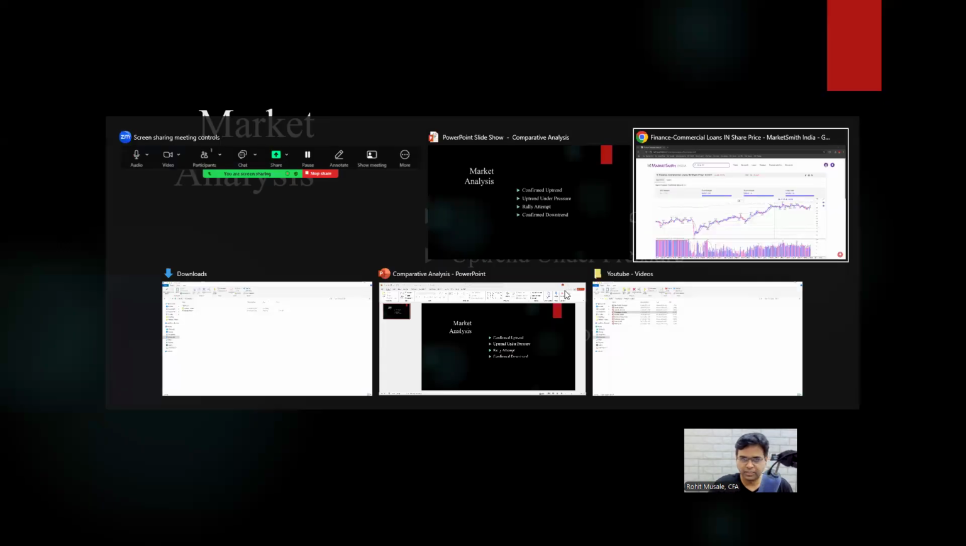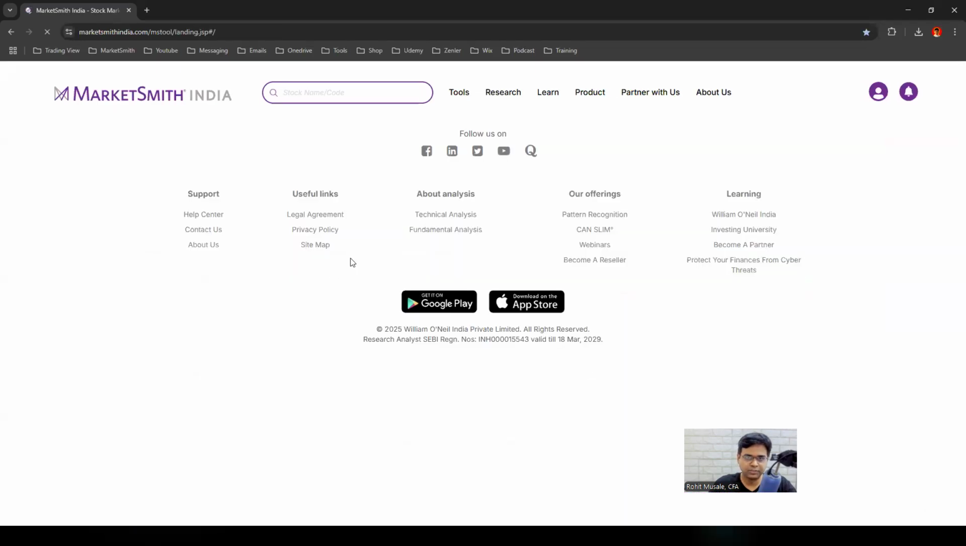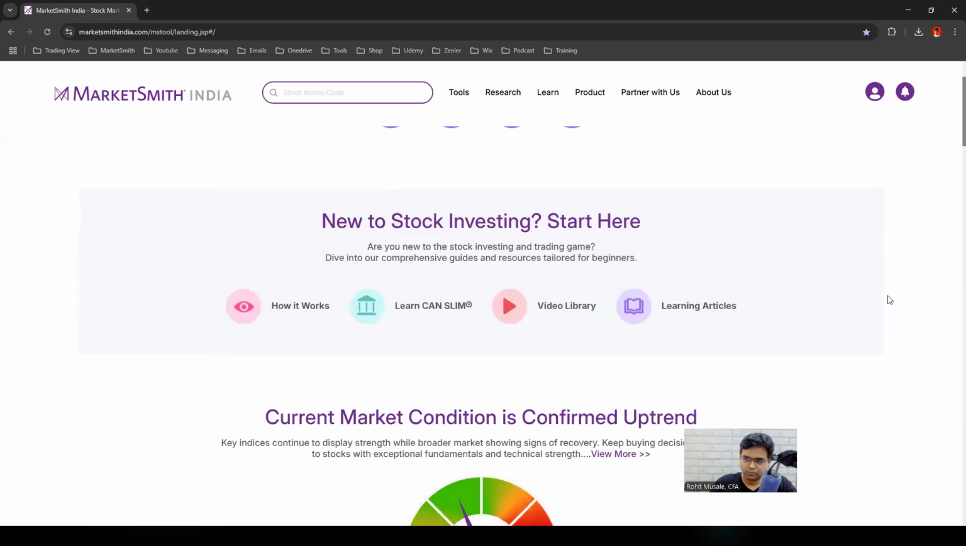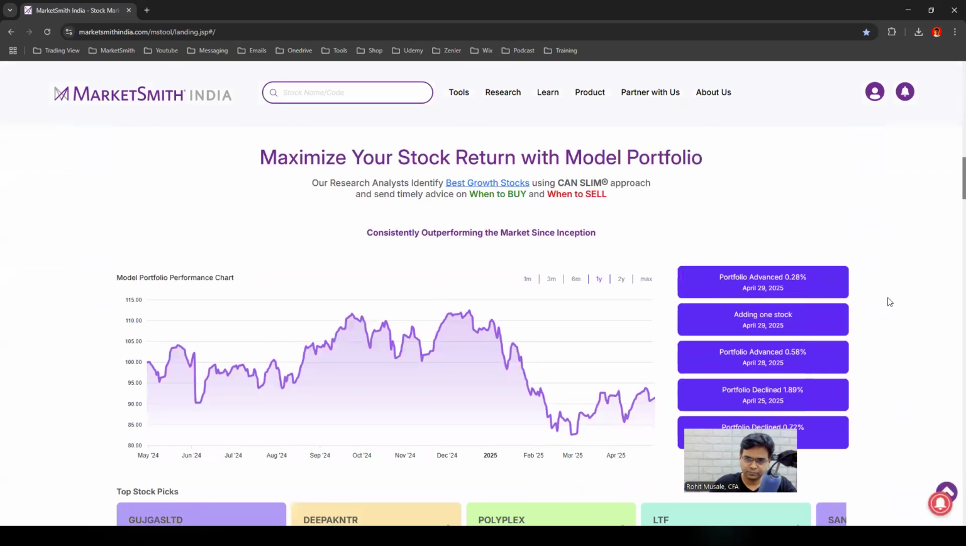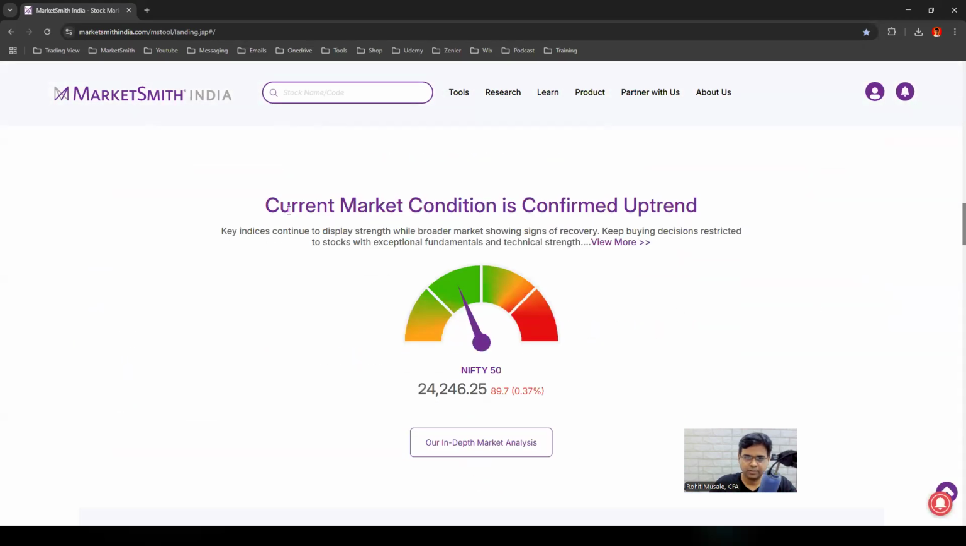Now, how do you check that? You go to MarketSmith homepage. If you scroll the homepage, see, it's already given here. The current market condition is confirmed uptrend. Okay. So they have done all the work for you. So you don't have to think about all these things. They will tell you what condition the market is in. And then accordingly, you decide whether you want to buy a stock or not and how much position size.